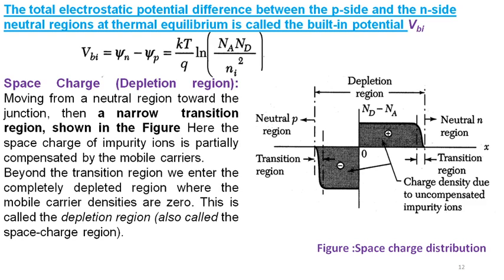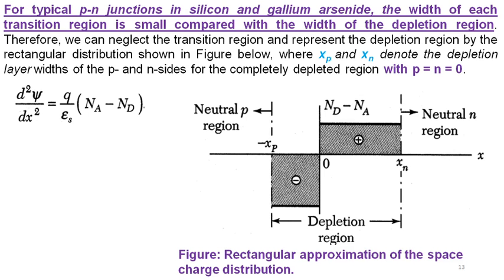From this figure, there is the neutral region of P, the neutral region of N, and the transition region, which is shown in both. When an electron goes from the valence band to the conduction band, the charge density is due to the uncompensated impurities, Nd and Na, and this space charge is denoted here. In the transition region, which is completely depleted, the charge carrier densities are 0, that is Jp and Jn are 0. That region is called the space charge region. Typically in a PN junction, for example silicon and germanium, the width of the transition region is small. That's why the depletion region is treated with a rectangular approximation.